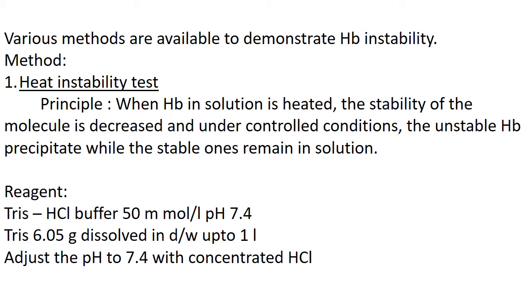The reagent required is Tris HCl buffer, that is 50 millimole per liter with a pH of 7.4. So Tris 6.505 gram is dissolved in distilled water up to 1 liter, and the pH is adjusted to 7.4 with concentrated HCl.